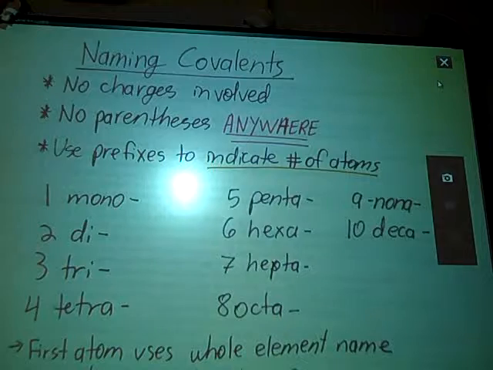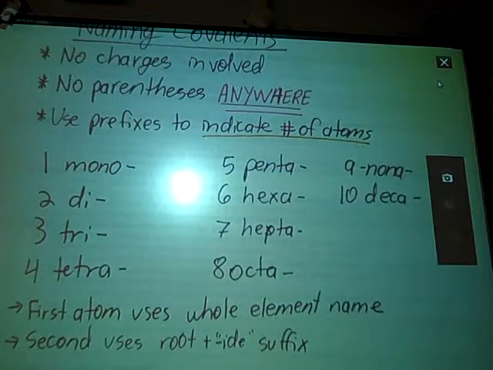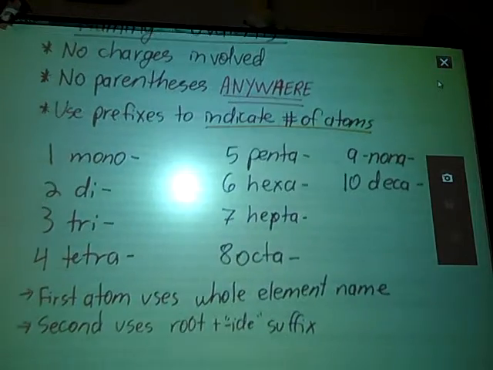Ionics, all they told you was the charge. Now we actually have the number of atoms present. So these are the prefixes that we're going to be using in our naming of covalents. 1 is mono, 2 di, 3 tri, 4 tetra, and so on and so forth. Whenever we're going from formula to name, our first atom is going to use the whole element name plus whatever prefix we need. The second is going to use whatever prefix you need, and then the root of the element name plus that IDE suffix, similar to what you used in ionic naming.